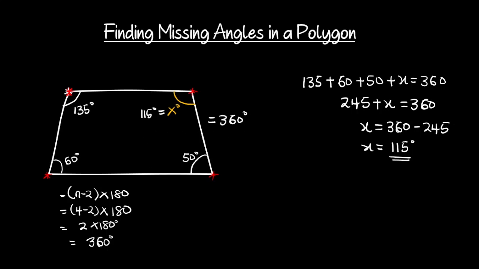I said the first thing you need to do is to find the sum of the interior angles of the polygon, and then after that you equate everything in the polygon to that value. If that is clear, then let's go ahead and look at another example.